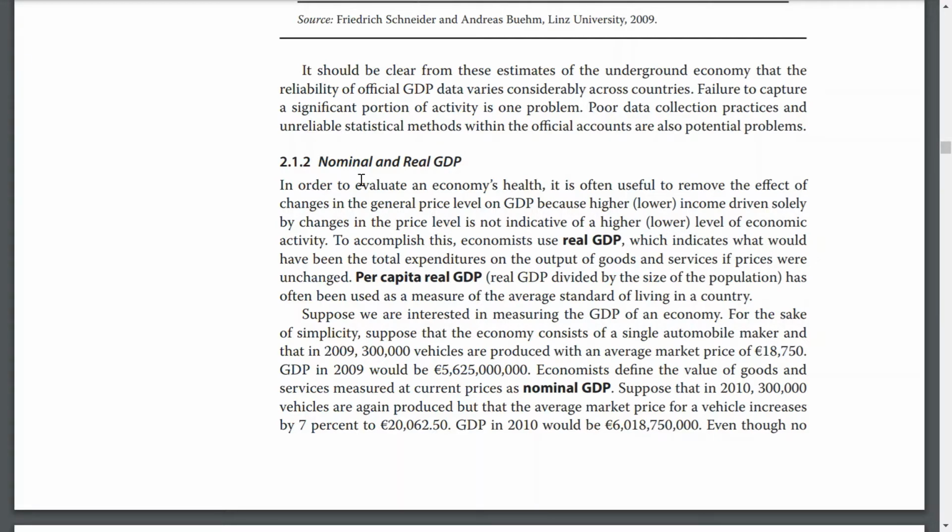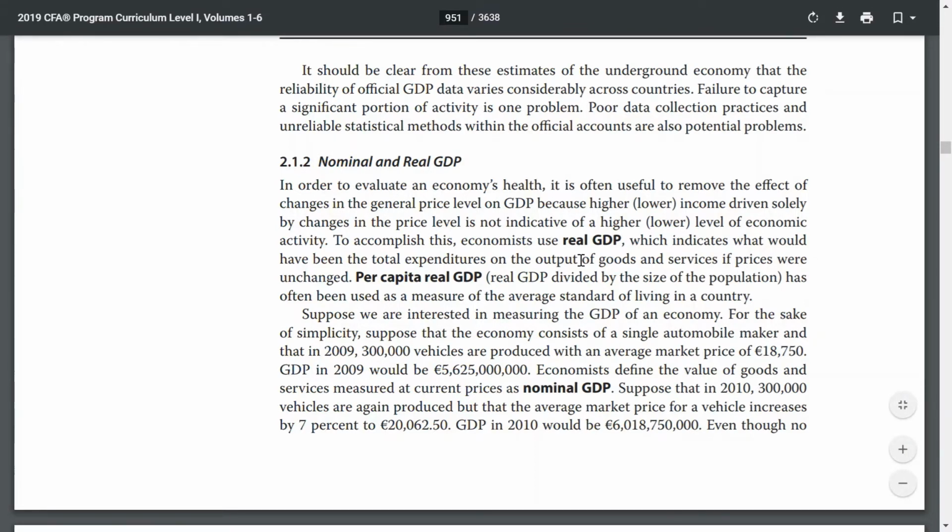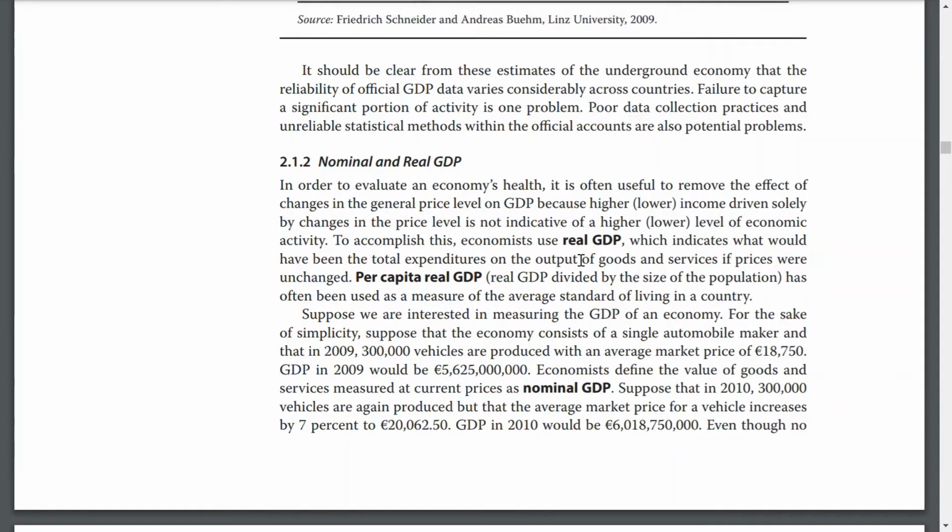Suppose we are interested in measuring the GDP of an economy. For the sake of simplicity, suppose that the economy consists of a single automobile maker and that in 2009, 300,000 vehicles are produced with an average market price of $18,750. GDP in 2009 would be this much. Economists define the value of goods and services measured at current prices to be the nominal GDP.